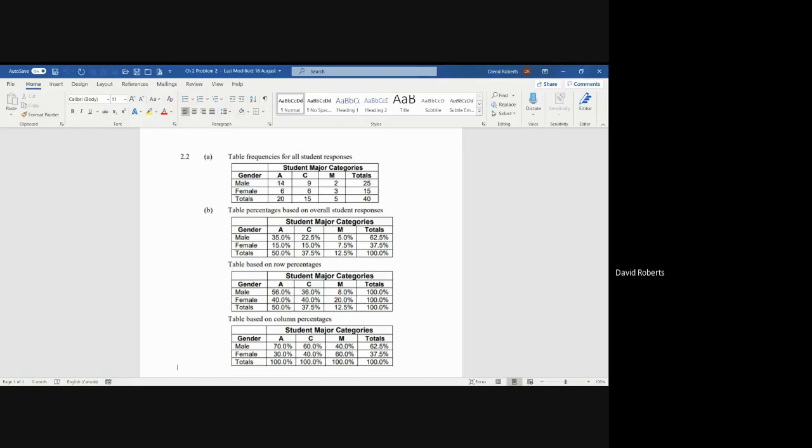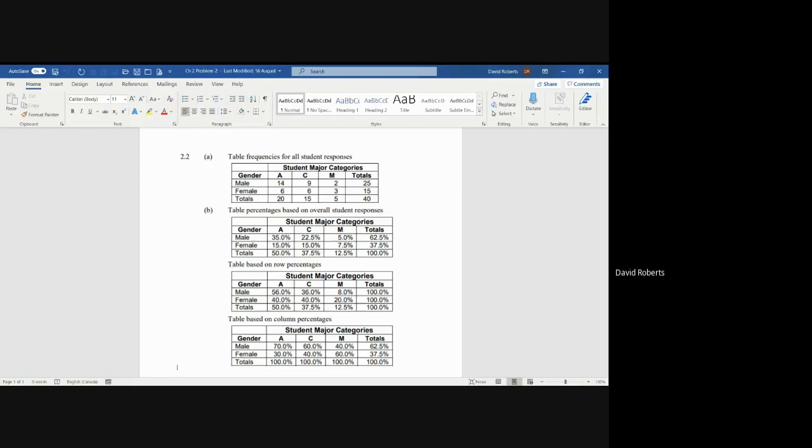And in today's world, we'd add a third category for perhaps other or prefer not to say, or I'm not exactly sure what the proper terminology is. But in this case, we just have the breakdown between gender and major.